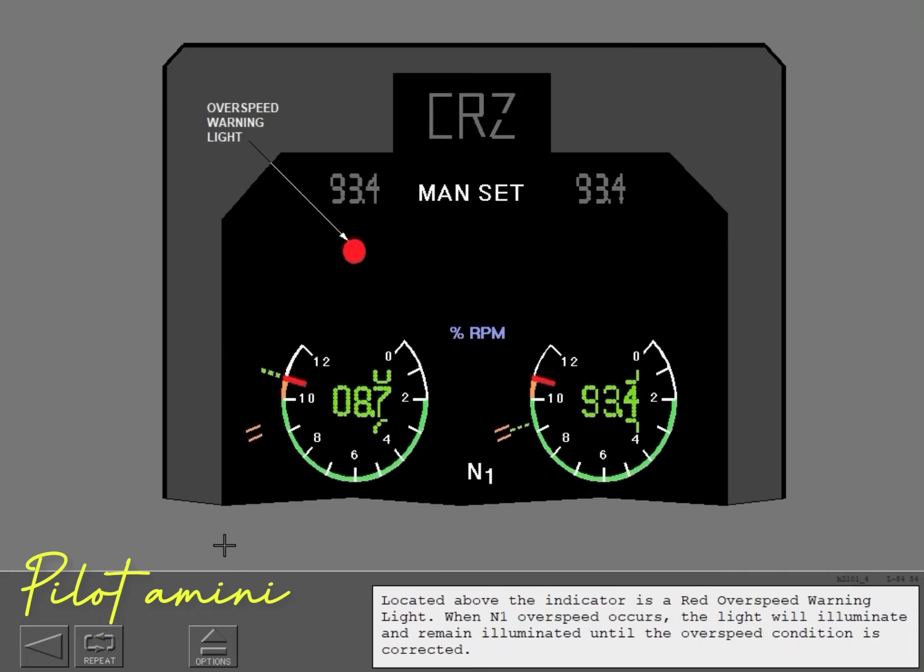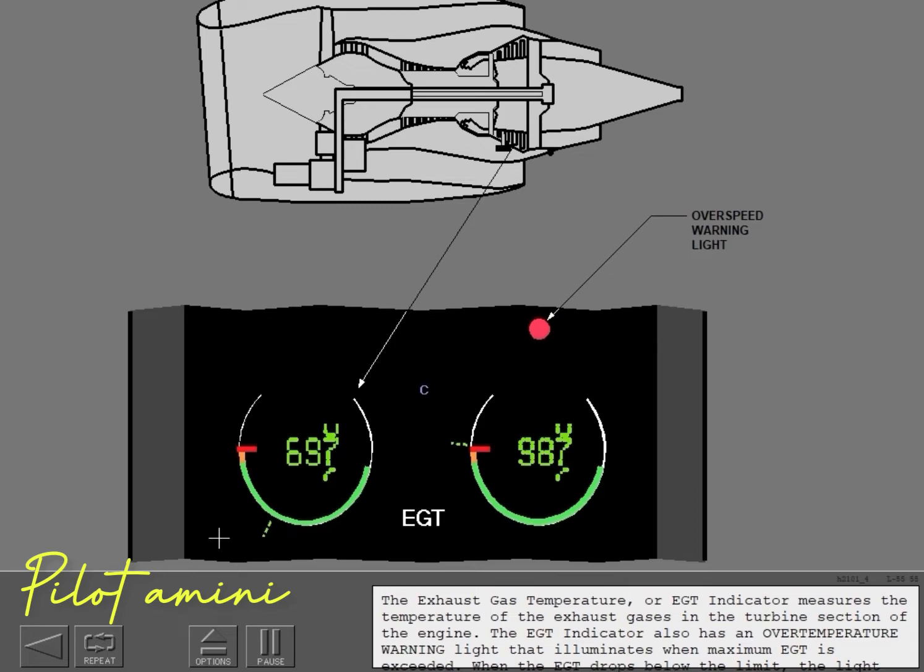Located above the indicator is a red overspeed warning light. When N1 overspeed occurs, the light will illuminate and remain illuminated until the overspeed condition is corrected. The exhaust gas temperature, or EGT indicator, measures the temperature of the exhaust gases in the turbine section of the engine. The EGT indicator also has an over-temperature warning light that illuminates when maximum EGT is exceeded. When the EGT drops below the limit, the light will extinguish.